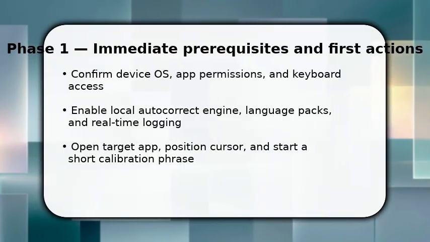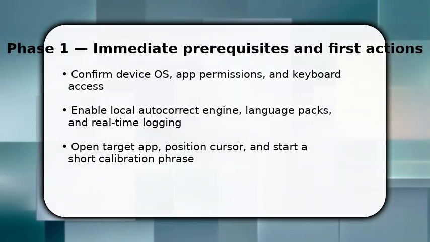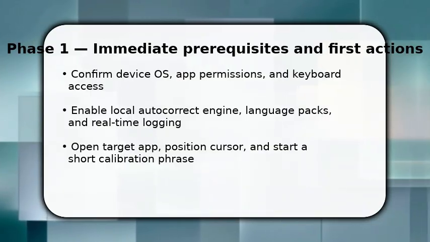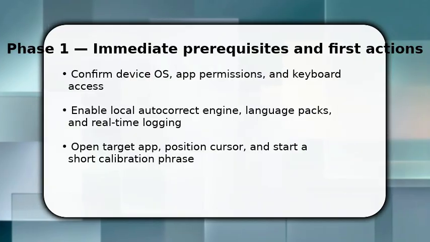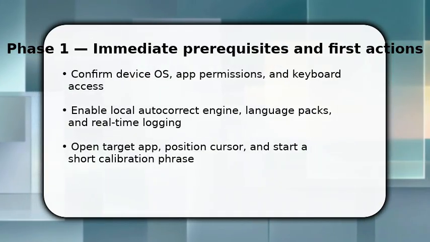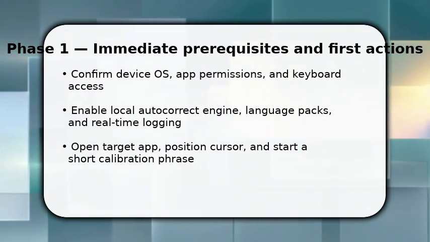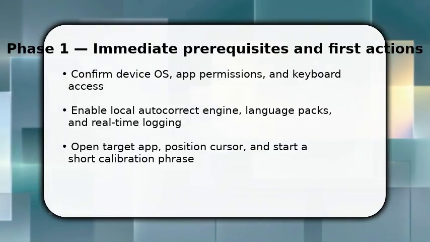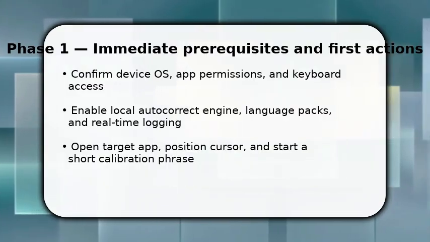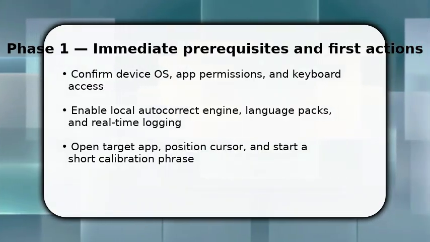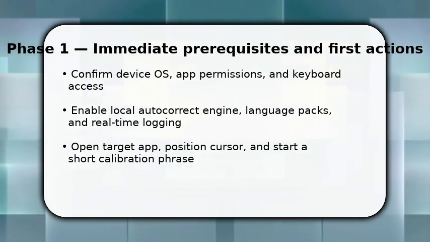You begin by making sure your device has the required permissions and language packs installed. Do this now. Next, enable the local autocorrect engine and real-time logging so you can monitor corrections as they happen. Open the target app and place the cursor where live input will occur. Then, type a short calibration phrase to let the system learn your patterns. Once done, the engine will build initial models and suggest replacements in real time. This is the first actionable step toward reliable in vivo autocorrect.